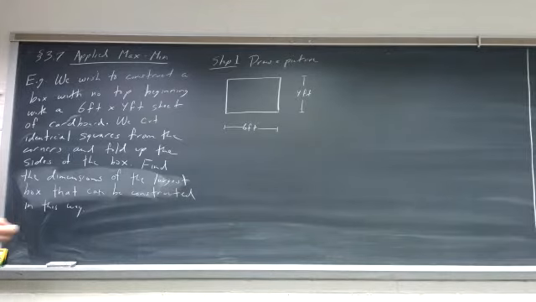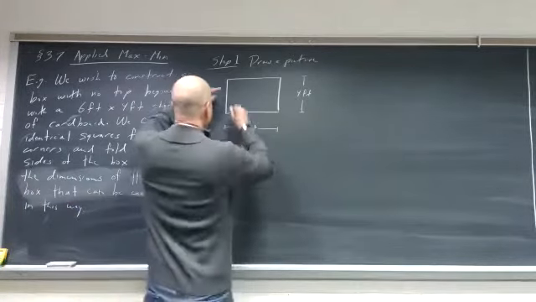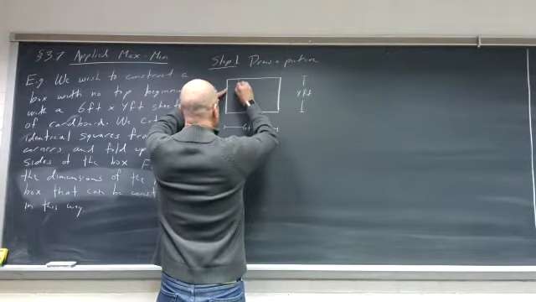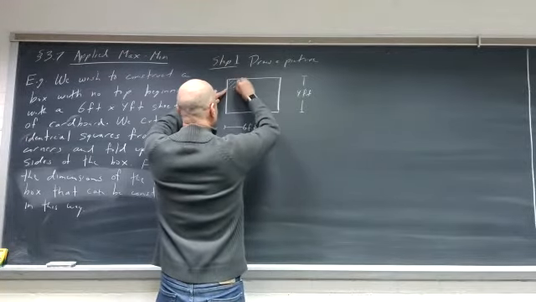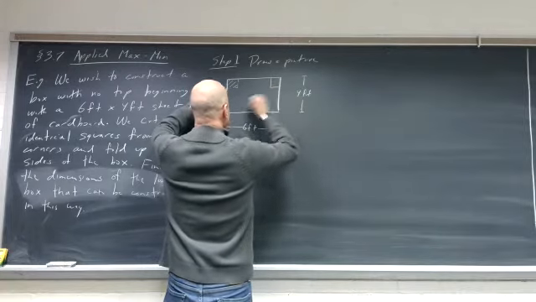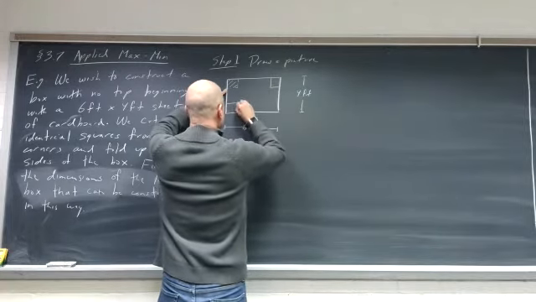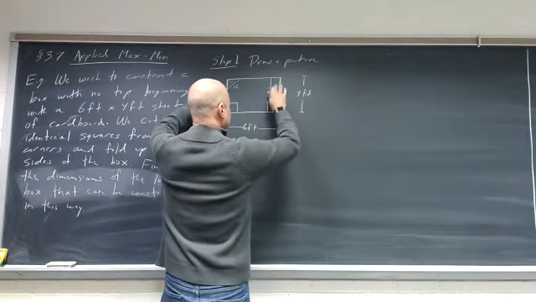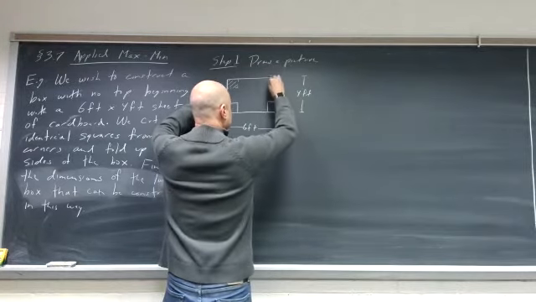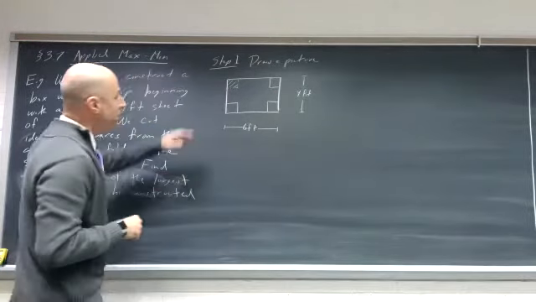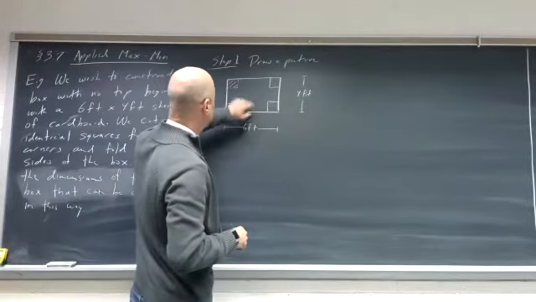We're going to cut out squares from each corner. So we're just going to take our scissors and cut out this square. And cut out an identical square over here. And another one over here. And another one over here. And what we're left with is this plus sign.